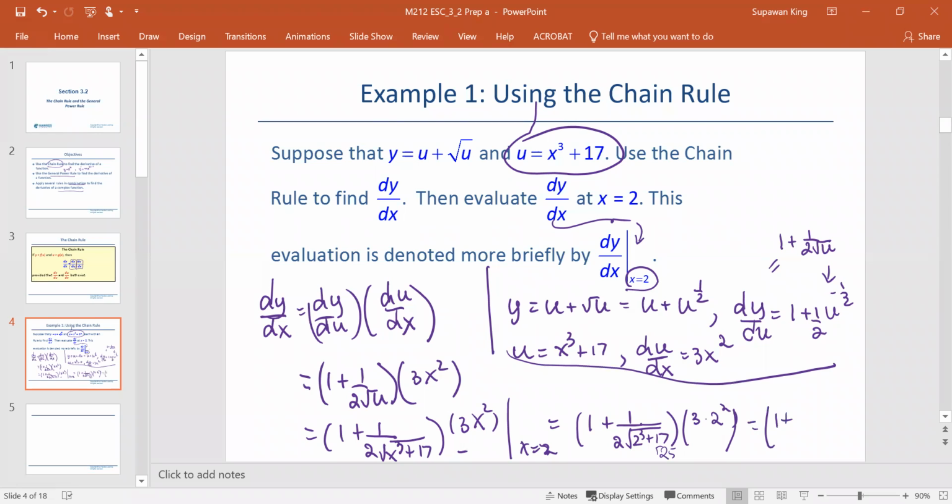So we have 1 plus 1 over 10 multiplied by 3 times 4, which is 12. Simplify the numbers. So we get 11 over 10 multiplied by 12. And simplify further to reduce. This is 5 and this is 6. So it becomes 66 over 5 as the final result.